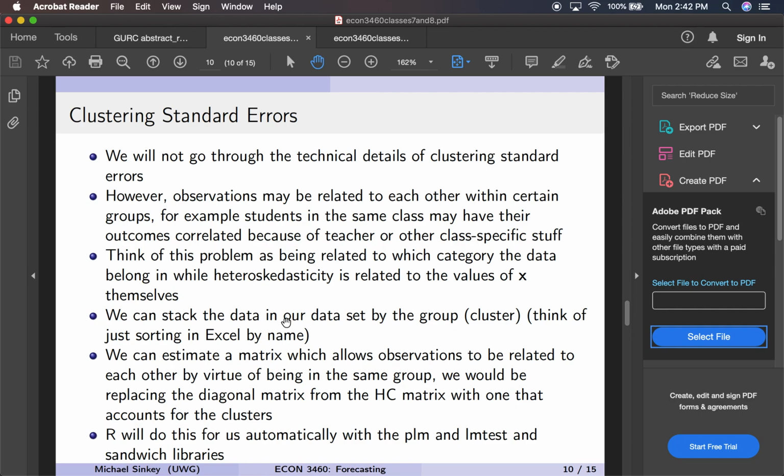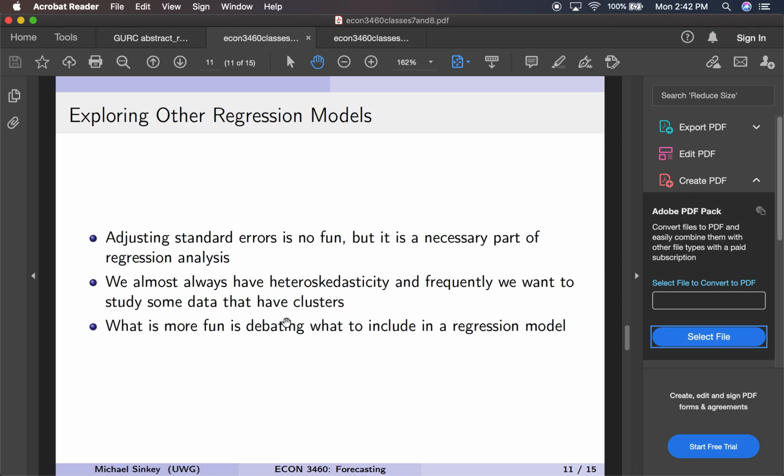And R can do this for us directly, so this is not, again, something that we have to worry about. We will look into this later on. Adjusting the standard errors is no fun, so this is a slog to listen to, but is a necessary part of regression analysis.